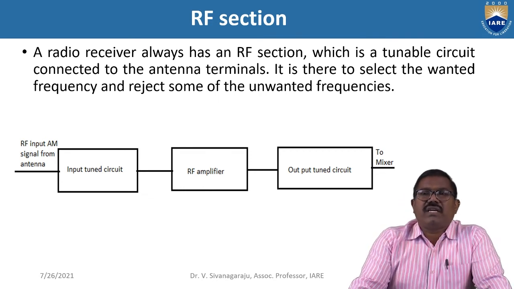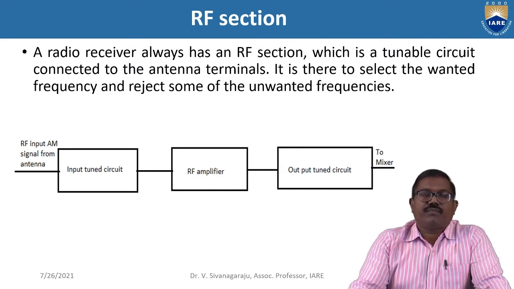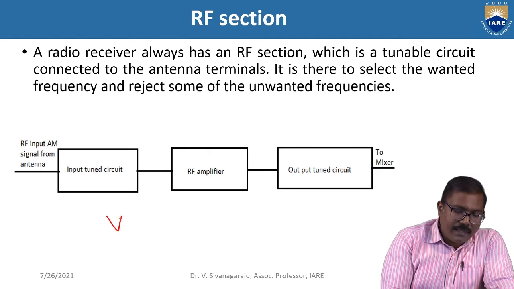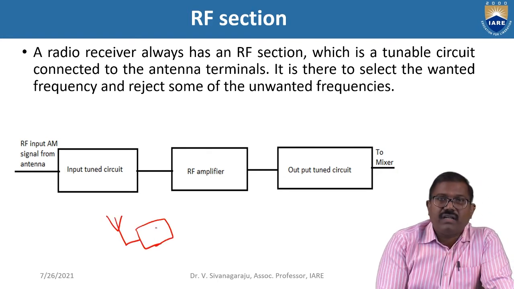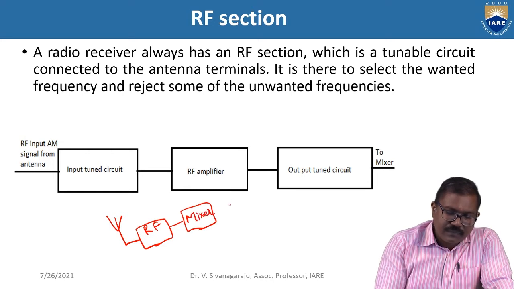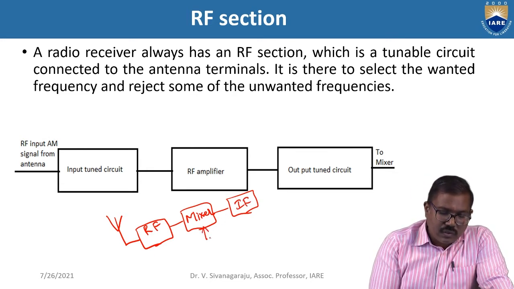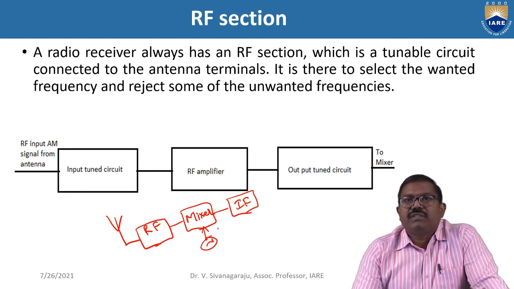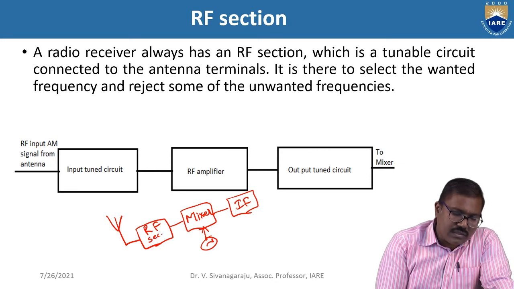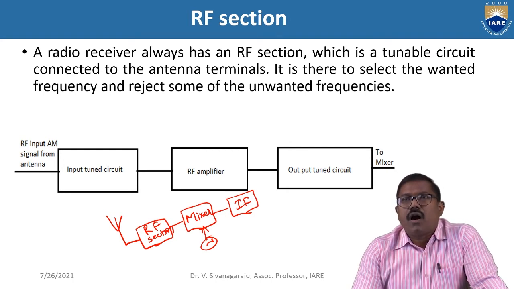This RF section comprises three blocks: the input tune circuit, the RF amplifier, and the output tune circuit. Once again, let us remember the block diagram of the superheterodyne receiver. First we have the antenna, then the RF section, and then the mixer. After the mixer, we have the IF, intermediate frequency block. Here we have the local oscillator. Here we are dealing with this RF section, which comprises the input tune circuit, RF amplifier, and output tune circuit.